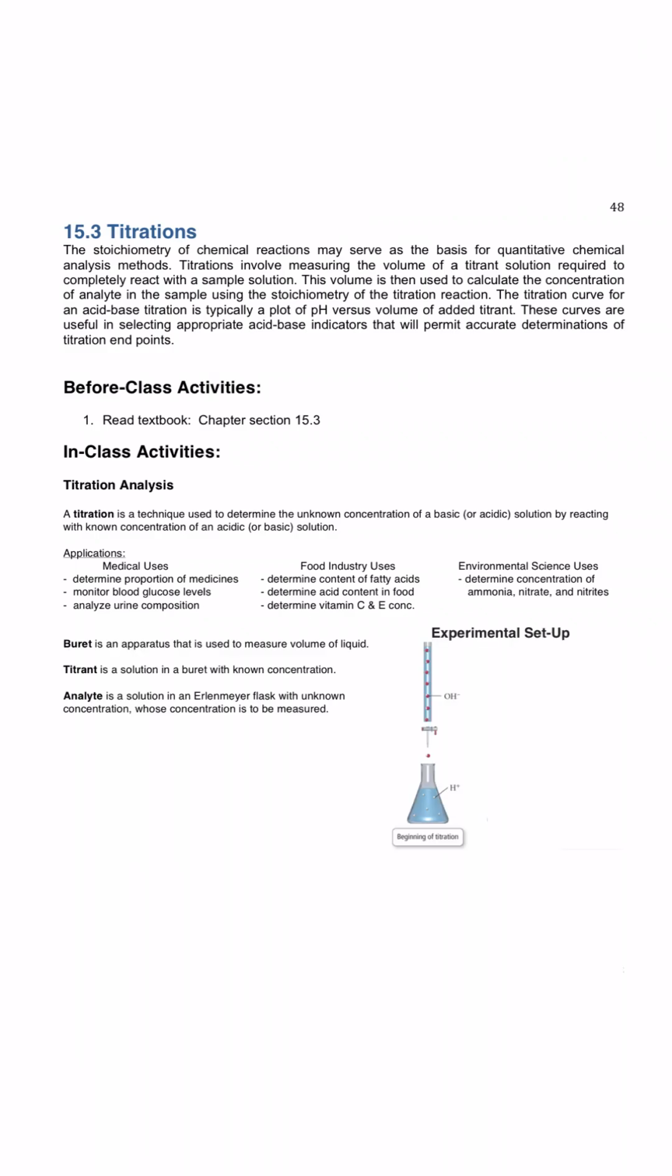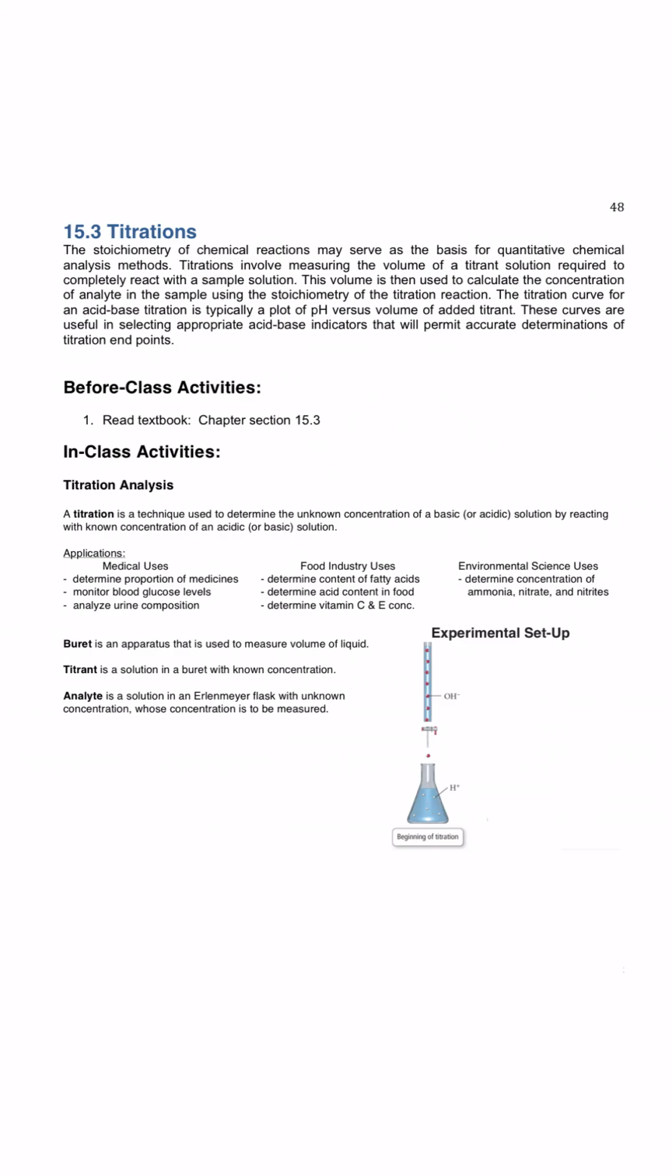The general experimental setup for titration consists of burette, titrant, and analyte. Burette is an apparatus used to measure the volume of the liquid. Titrant is a solution that is filled in the burette with the known concentration. And analyte is a solution inside the Erlenmeyer flask with the unknown concentration, whose concentration is to be determined.